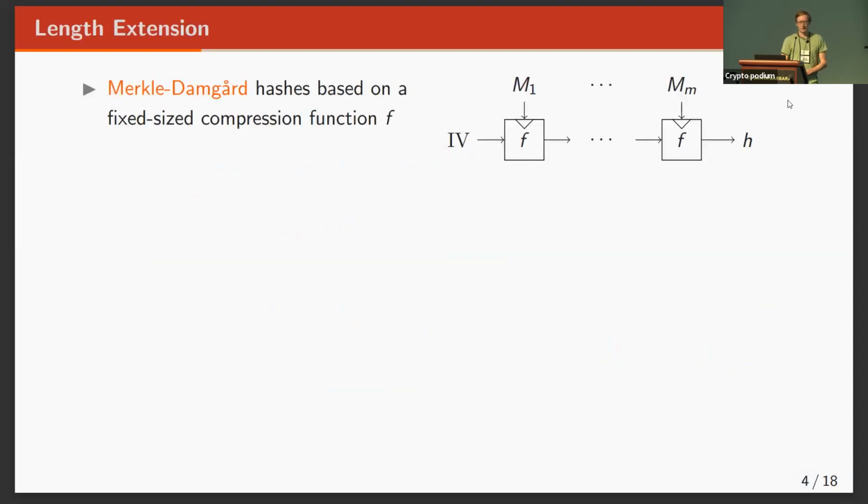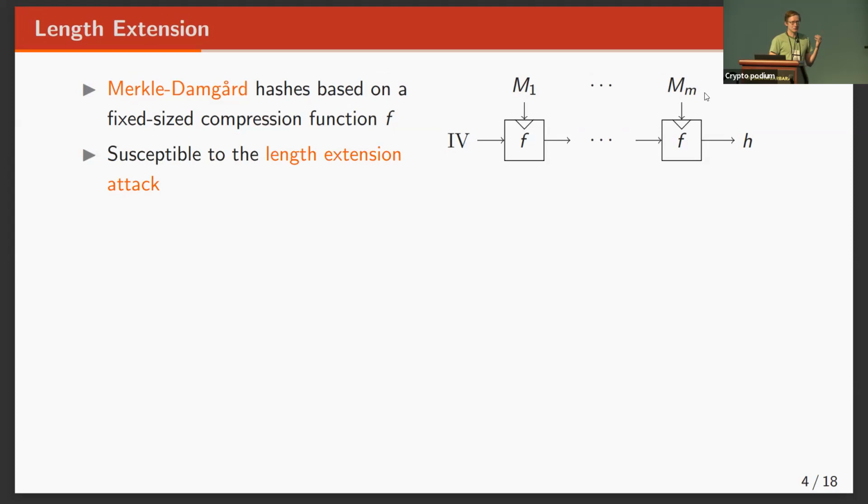So the classic hash construction is the Merkle-Damgård construction, which is built on a fixed-size compression function f, and it simply compresses a message sequentially in blocks. So we start with an IV, and then we call the compression function with M1 as the key input, and then pass it through and compress again with M2, all the way up to Mm, and the output of the final compression call will be the hash output. However, this construction is susceptible to an attack.